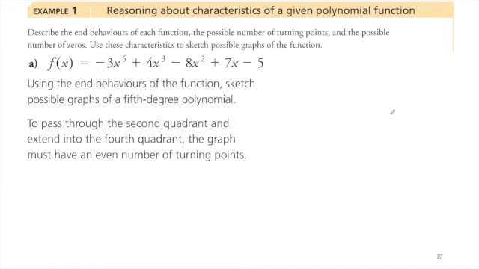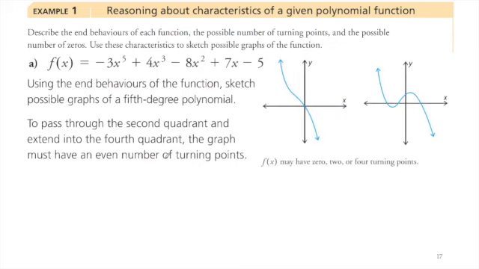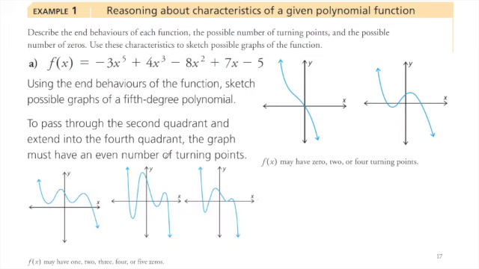Okay. So using the end behaviors of the function, sketch the possible graphs of a 5th degree polynomial. To pass through the 2nd quadrant and extend to the 4th, it must have an even number of turning points. So 4 or 2, or 0 turning points. Examples here: this technically has 0 turning points because your y values keep decreasing.